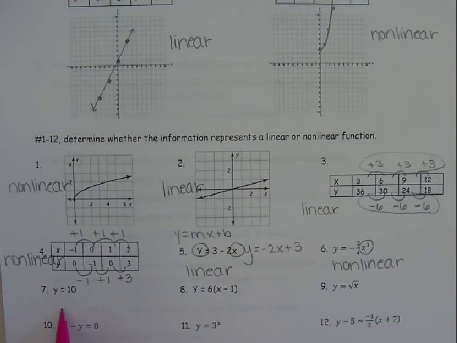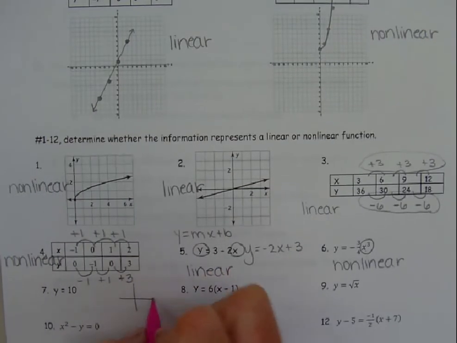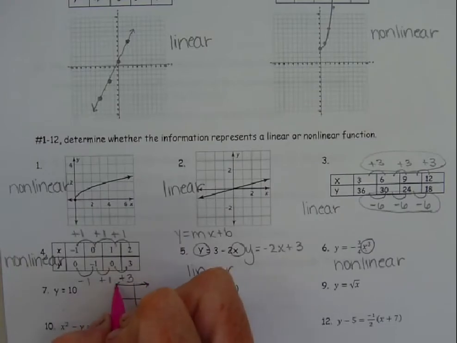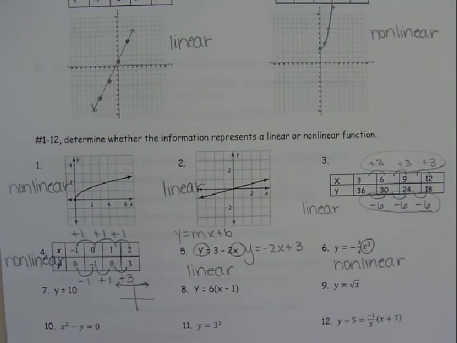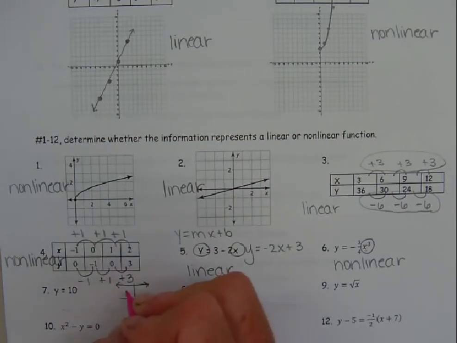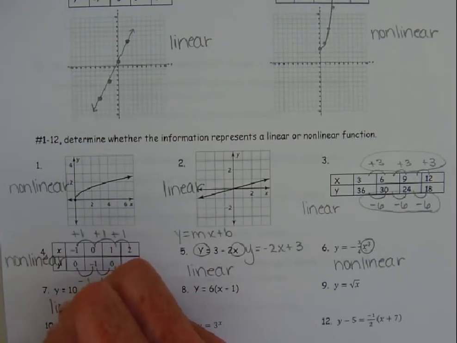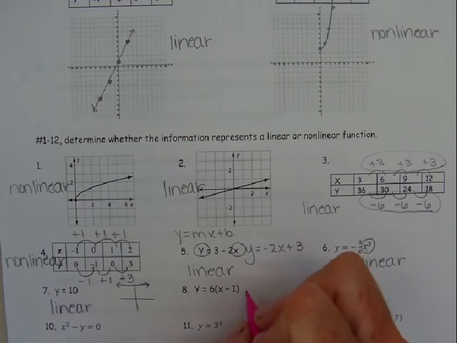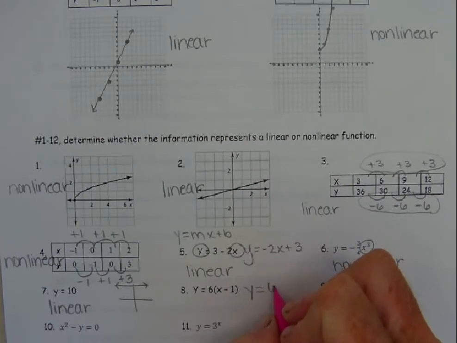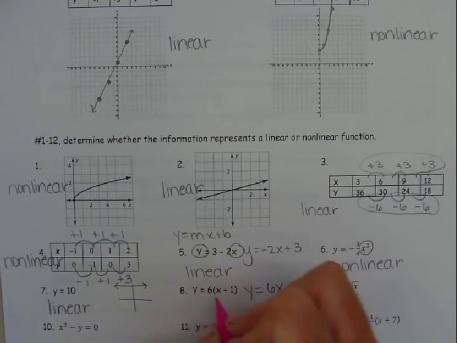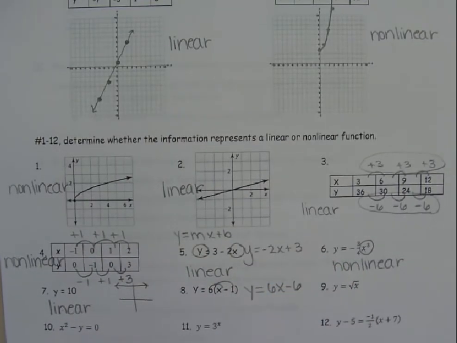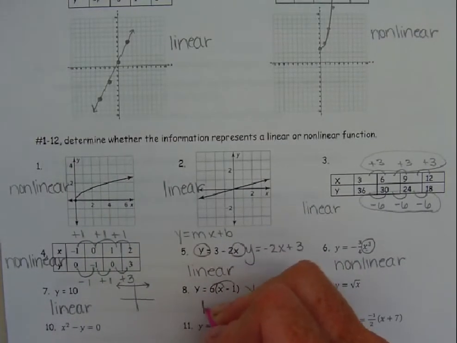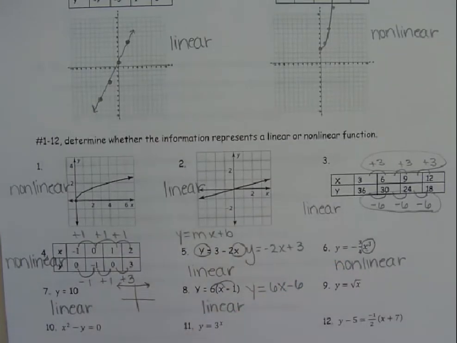In this next problem, if you recall, y equals, without an x, is a horizontal line. So this would look something like y equals 10. It would be a horizontal line crossing your y-axis at 10. Because this is a horizontal line and not a vertical one, it is linear. Next one, if you were to distribute the 6, you would get 6x minus 6, just like a nice, beautiful line in slope-intercept form. So it is also linear.